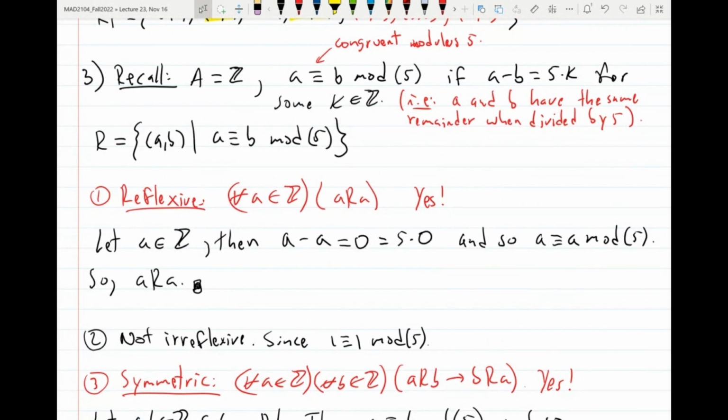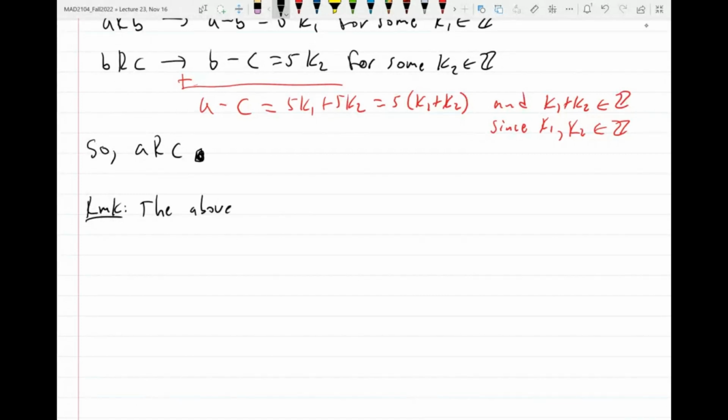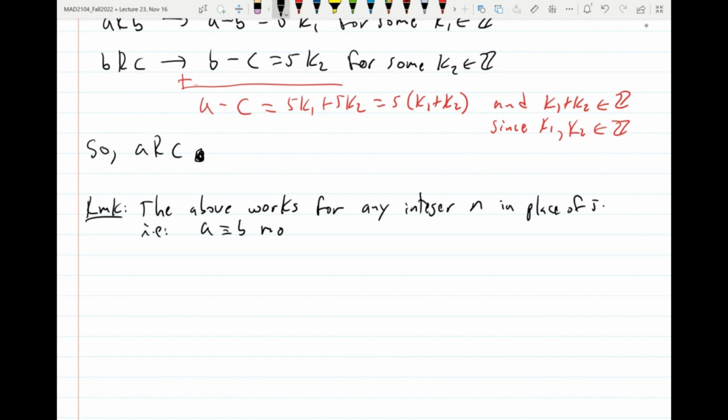Okay, so let me just make this plain, or put this remark. So remark, the above works for any integer n in place of 5. So if you have A congruent to B mod n, you can play the same game that we did above, and it's going to work exactly the same way.